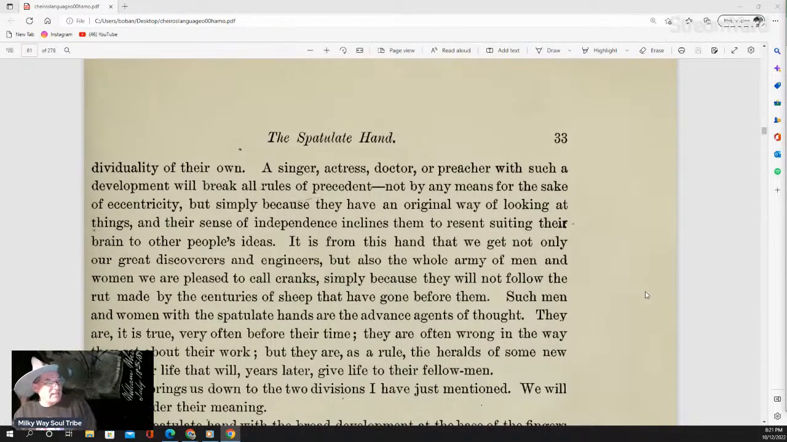It is from this hand that we get not only our great discoverers and engineers, but also the whole army of men and women we are pleased to call cranks, simply because they will not follow the rut made by the centuries of sheep that have gone before them. Such men and women with the spatulate hands are the advanced agents of thought. They are, it is true, very often before their time. They are often wrong in the way they set out about their work, but they are, as a rule, the heralds of some new thought or life that will, years later, give life to their fellow men.